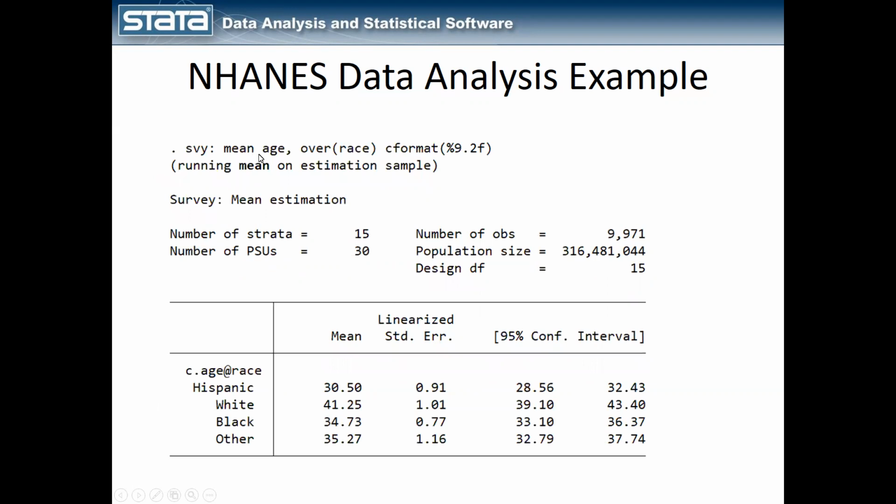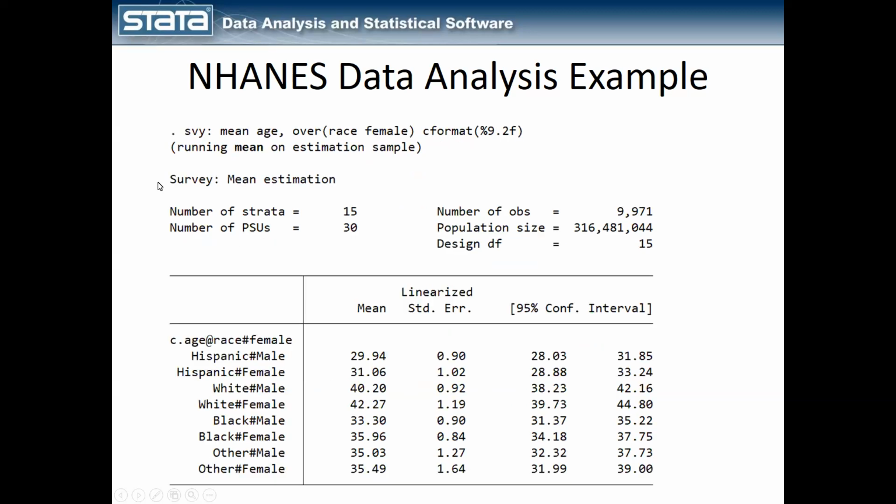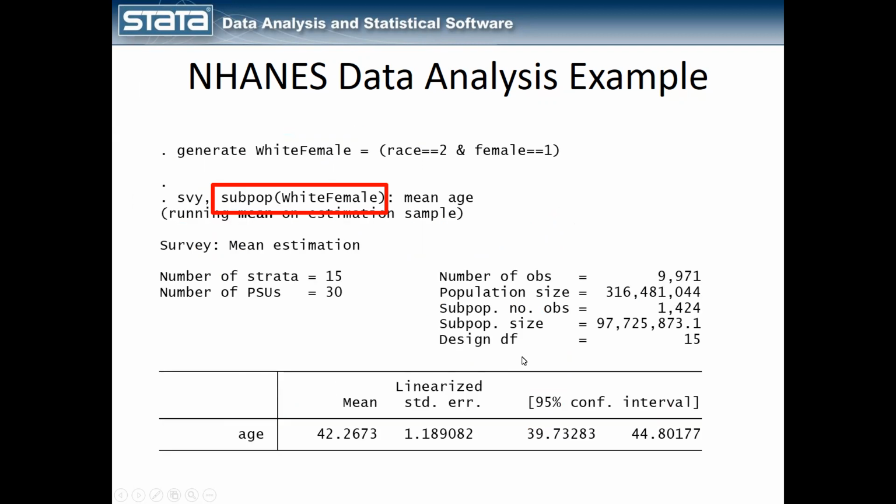If I wanted to estimate the mean age over race, for example, I can do that again by just using my usual mean command and putting svy colon in front of that. And that gives me an estimate of the mean age in each of the categories of race, again, along with its standard error and confidence interval. If I wanted to do this by two variables, race and female, again, I just type svy colon in front of my mean command, and it gives me a table that takes all the survey weight information into account.